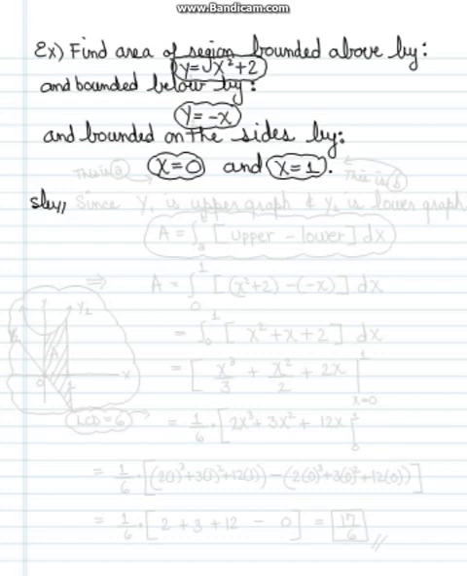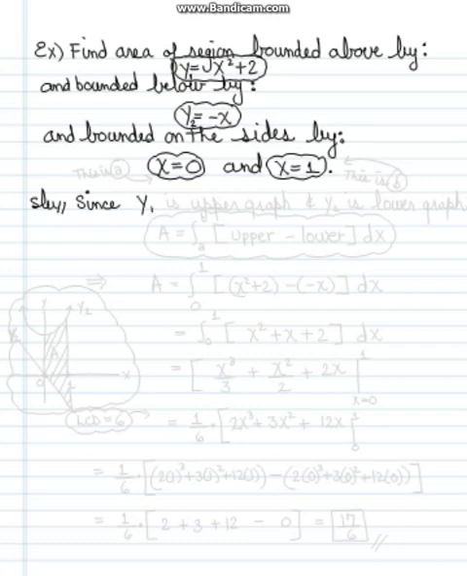Here we're going to find the area of the region bounded above by the curve y equals x squared plus 2 and bounded below by the curve y equals negative x. So we might call the upper curve y sub 1 equals x squared plus 2 and the lower curve y sub 2 equals negative x, and bounded on the sides by x equals 0 and x equals 1.